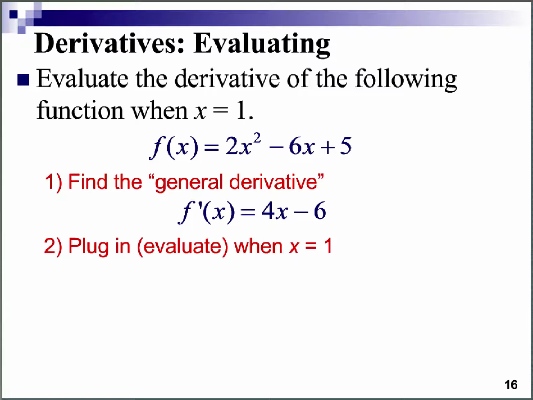The second step is to plug in or evaluate that function, the new function f prime, when x is equal to 1. That's what it means to evaluate a derivative. So we take f prime at 1, we plug in 1 wherever we see an x, so 4 times 1 minus 6 is 4 minus 6, which gives me negative 2. And so the last step is to interpret the meaning of that number. Now technically, we've evaluated the function when we get the number negative 2. But we want to make sure we understand what that means.